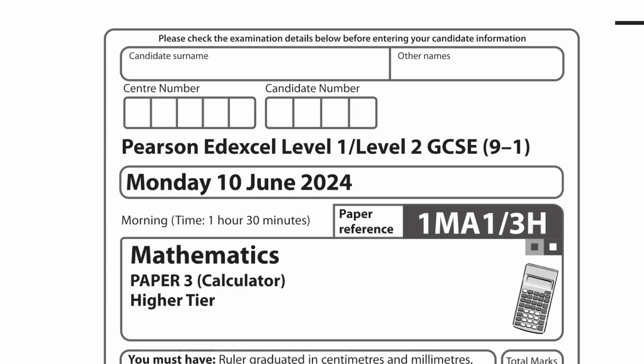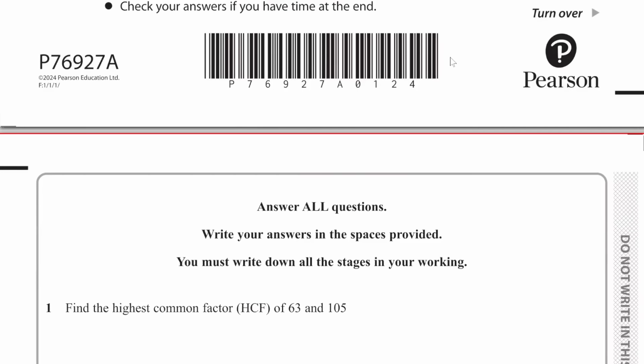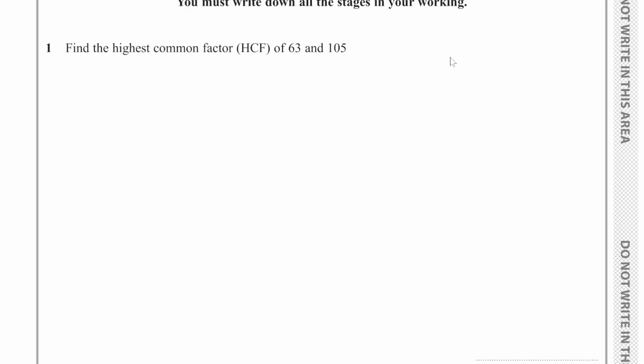This is the Edexcel Paper 3 higher tier from June 2024. The first question, find the highest common factor of 63 and 105.